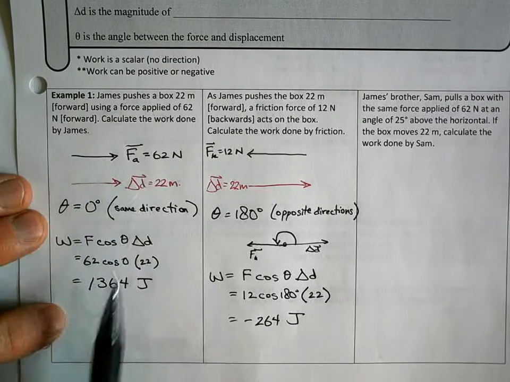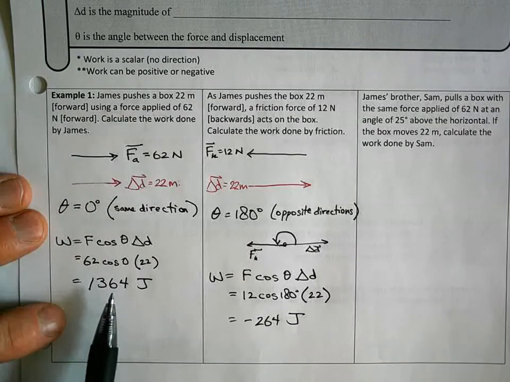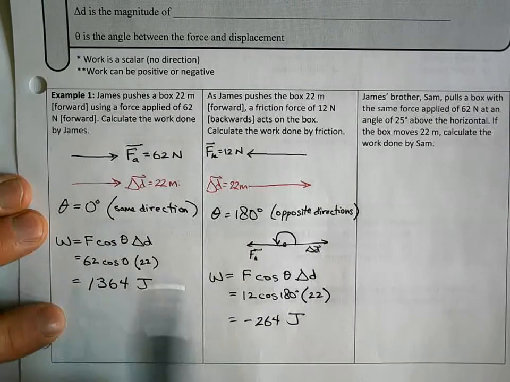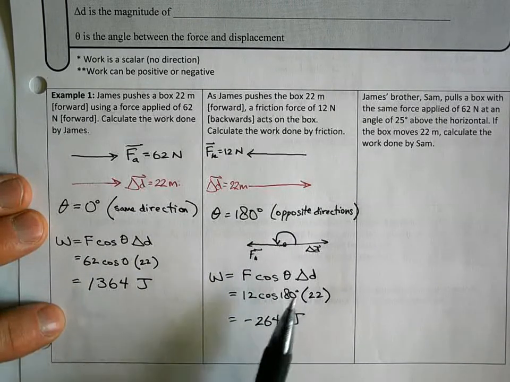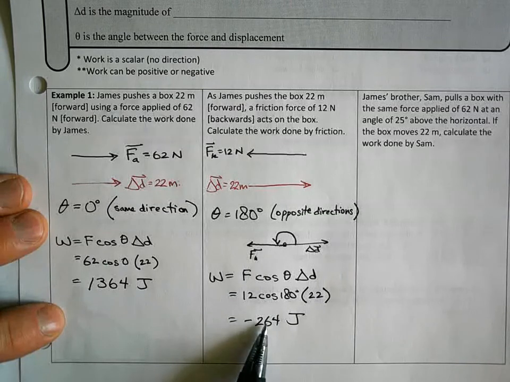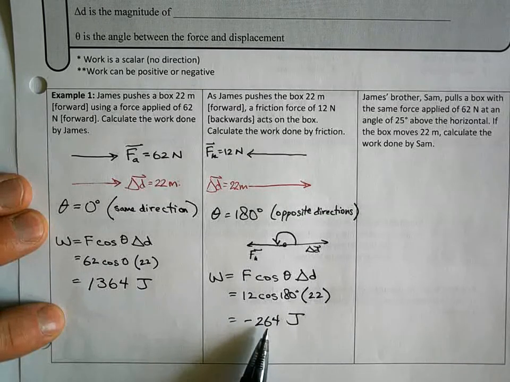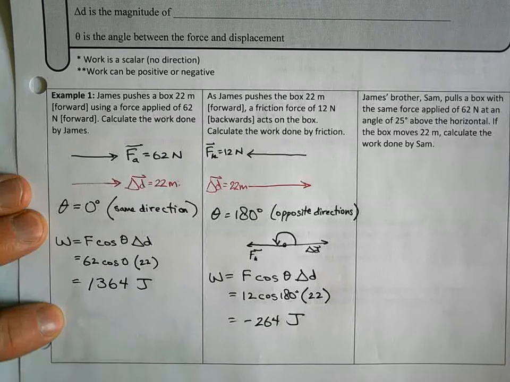So in this case, example 1, James pushed the box. He gave 1,364 joules of energy to the box. Now friction is acting in the opposite direction. So as the box moves forward, friction is taking away 264 joules of energy from the box. We'll learn later that usually when energy is transferred to friction, you see it in the form of heat. That's why when you rub your hands together, the friction makes your hands warm. So we're losing some energy to heat.